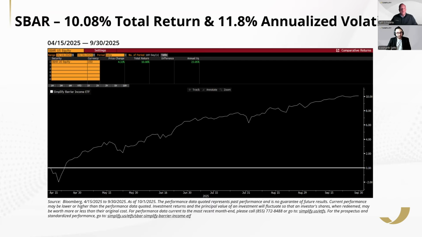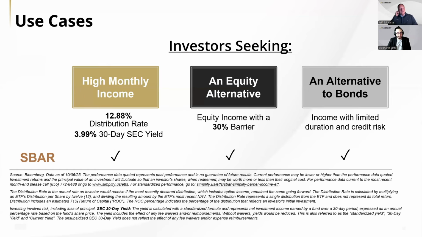Since mid-April, equity markets have done fairly well, and SBAR continues to have a pretty good return profile of consistent returns driven by the equity indices that support the strategy. As far as the use cases are concerned for SBAR, we really see three use cases for investors. Investors seeking high monthly income, as I mentioned before, a 12.8% distribution rate with just under 4% SEC yield. So getting that nice distribution on a monthly basis.